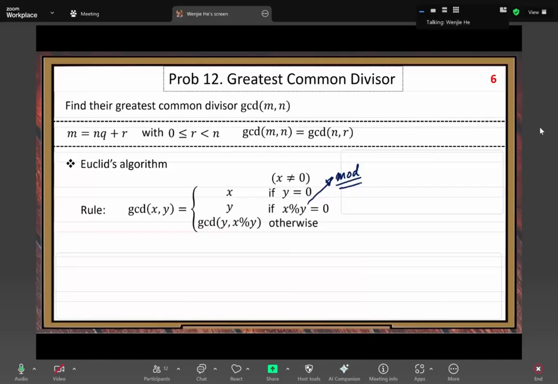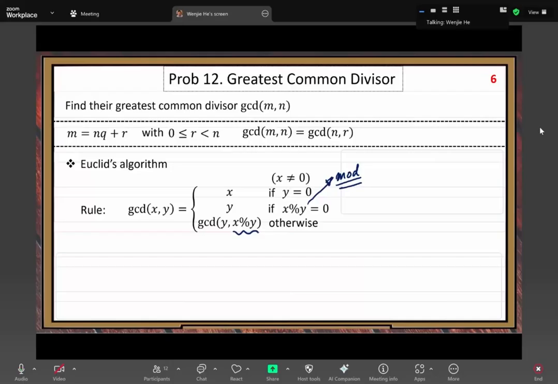Third case, otherwise, you calculate the remainder, but you need to swap the two parameters. You need to put the divisor as the first parameter and the remainder as the second parameter. It's a recursive function call, and you bring down the sizes.